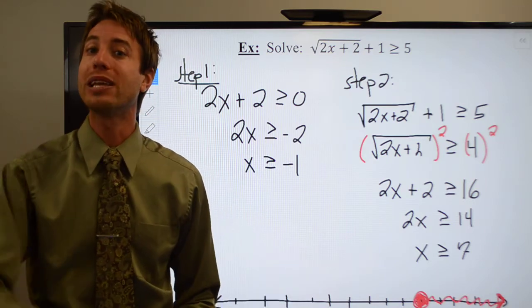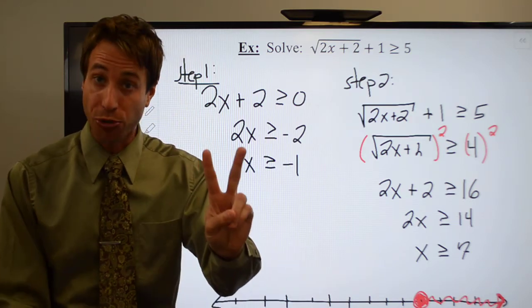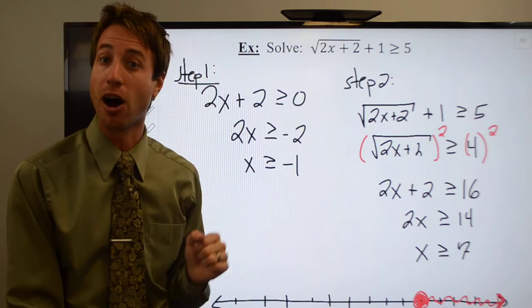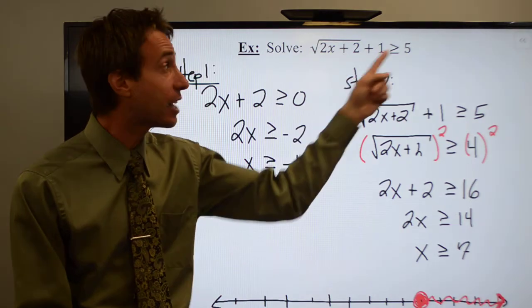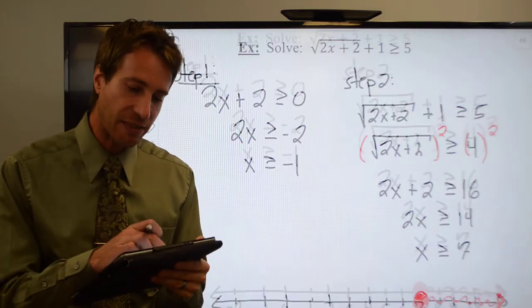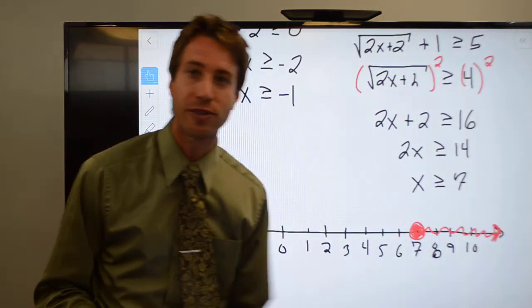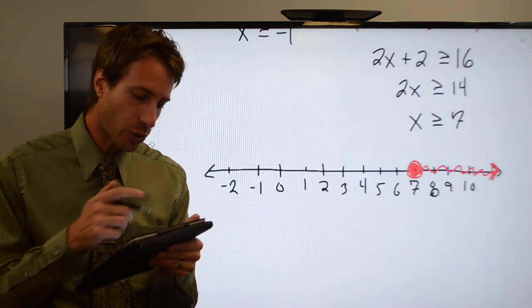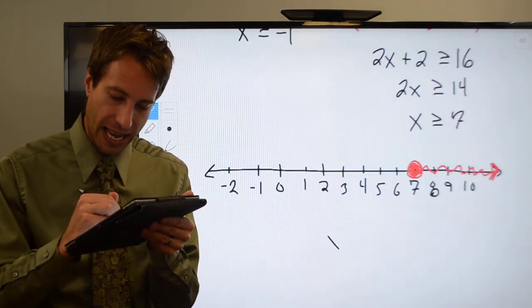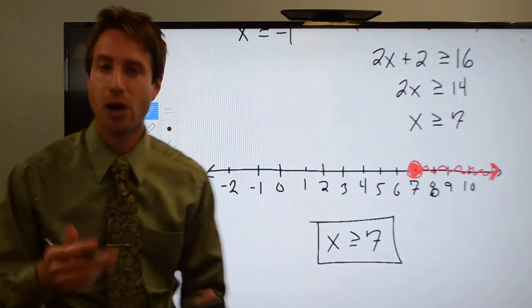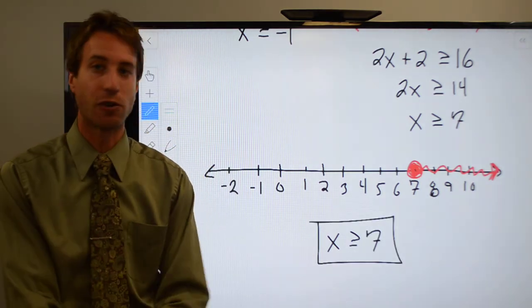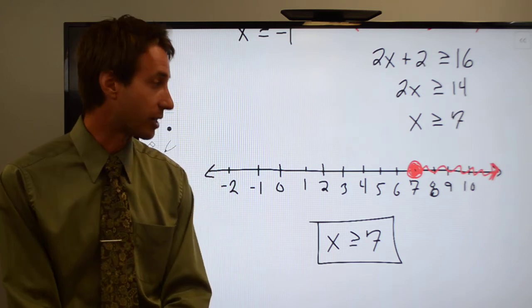The only way we satisfy both things, a positive number under the radical and something bigger than 5, is if we choose values of x greater than or equal to 7. And so your answer is going to be x greater than or equal to 7. We don't really need to worry about the first step in this particular example problem.